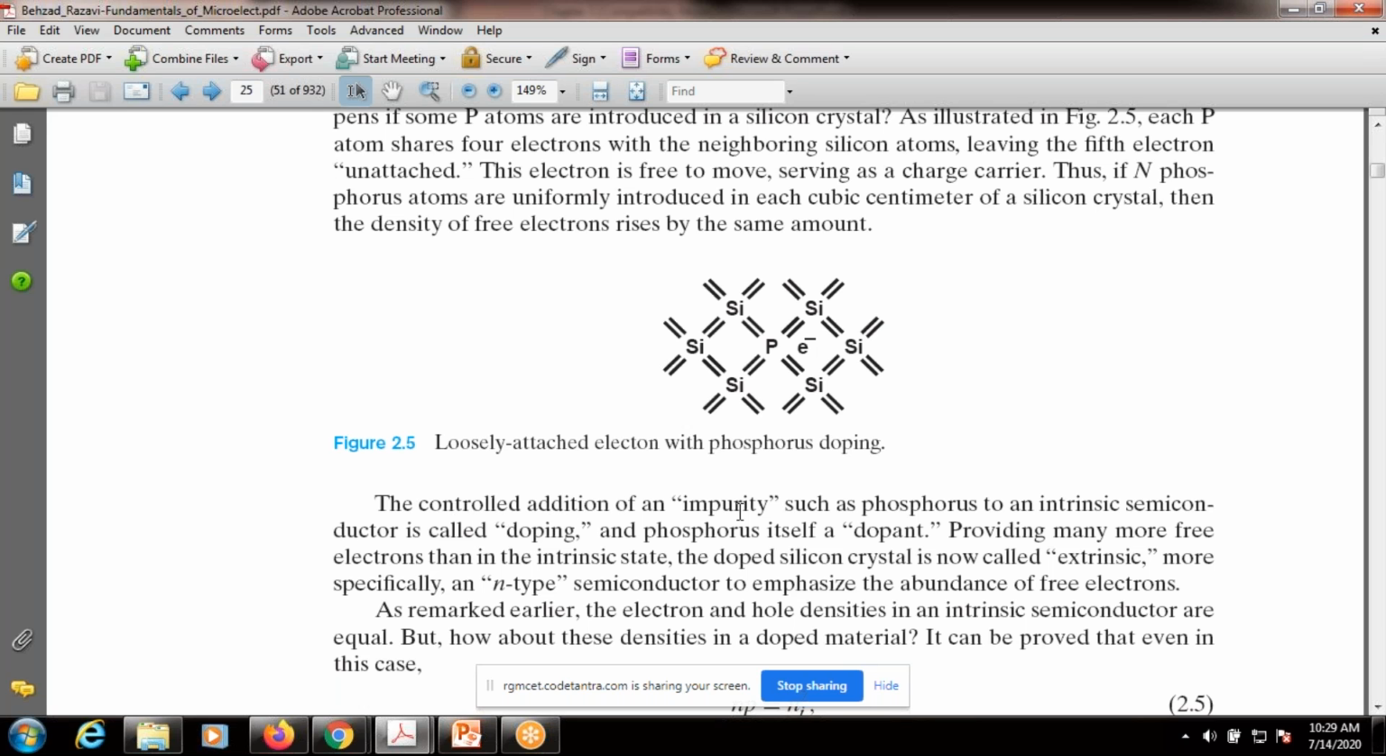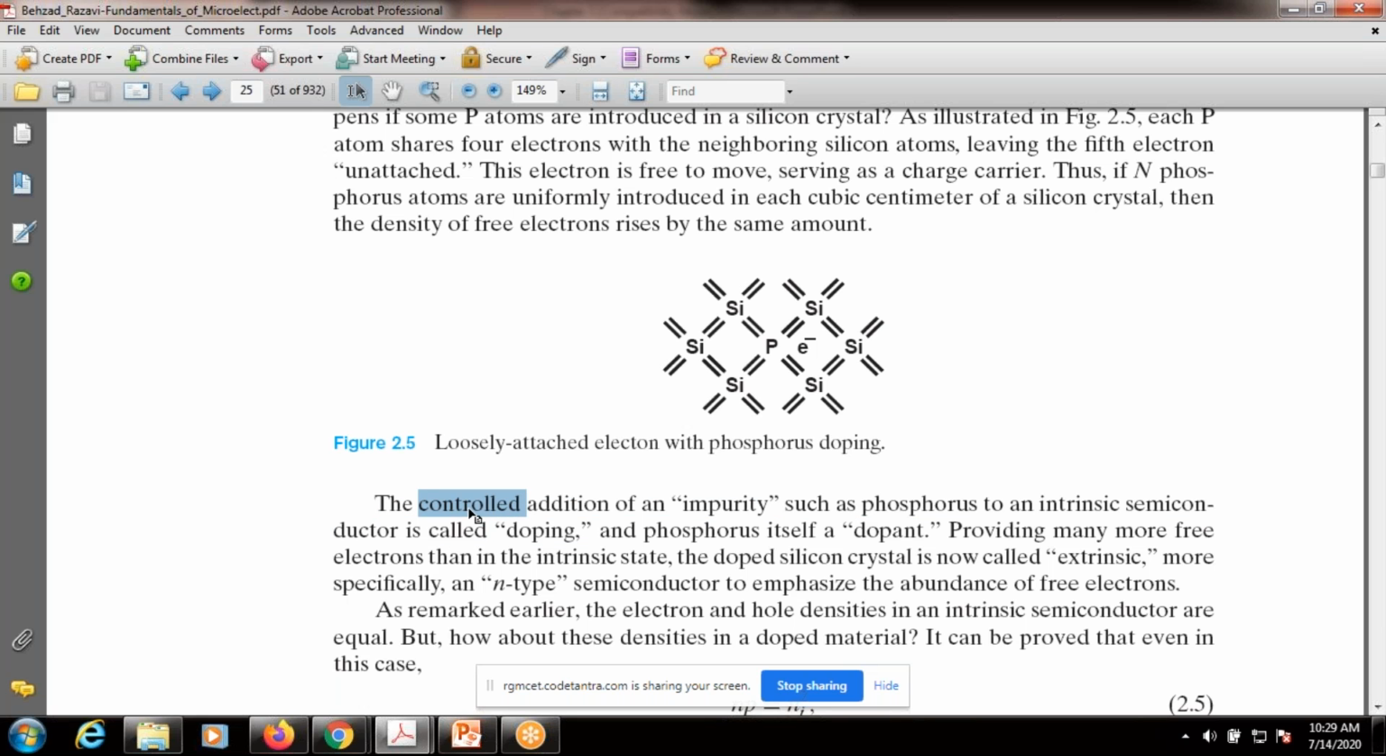The controlled addition of an impurity such as phosphorus to an intrinsic semiconductor is called doping. Here the technical word is, instead of saying impure semiconductor, we can call it a doped semiconductor. What is meant by doping? The controlled addition of impurity.